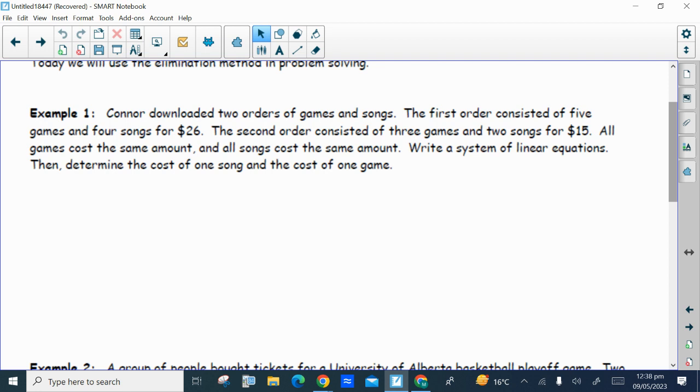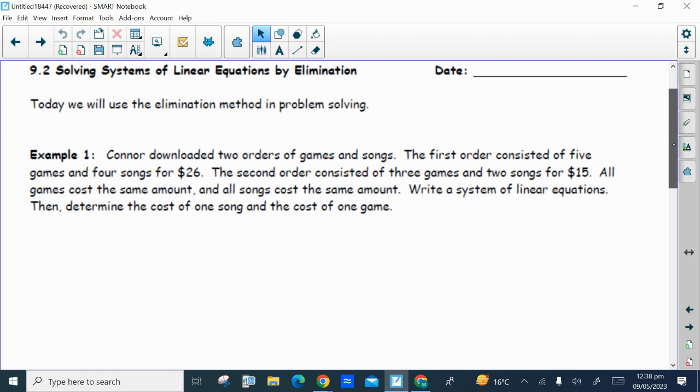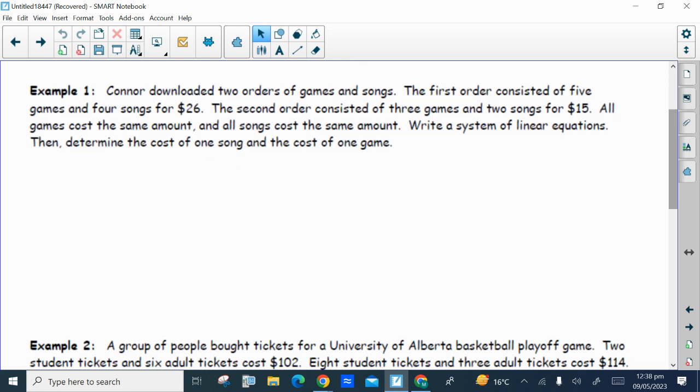All right? So, we're going to continue using the method of elimination today to solve these problems. First one says that Connor downloaded 2 orders of games and songs. The first order consisted of 5 games and 4 songs. The second order consisted of 3 games and 2 songs. The first order was $26, the second was $15. All games cost the same amount, all songs cost the same amount. Write a system of linear equations to determine the cost of one song and the cost of one game. They're telling us what we need to figure out. What is the cost for each song and what is the cost for each game?